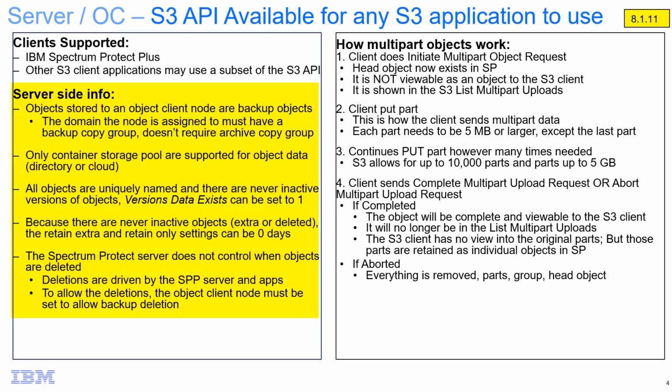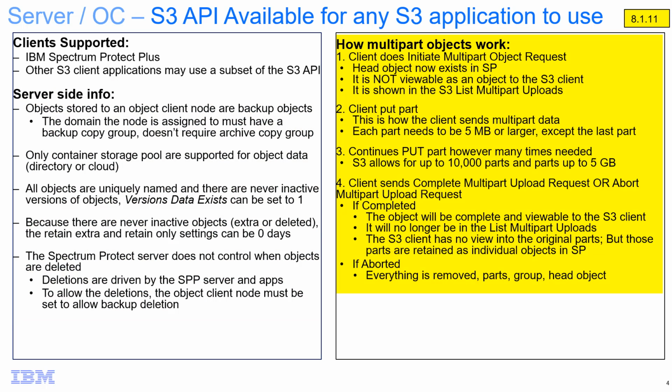So when you set up the protection, you only have to have version data exist set to 1. And because there are never any inactive objects, the retain extra and retain only settings can be 0 days. The Spectrum Protect server does not control which objects are deleted. The deletions are going to be driven by the Spectrum Protect server and the apps. And to allow this deletion, the object client node must be set to allow backup deletion.